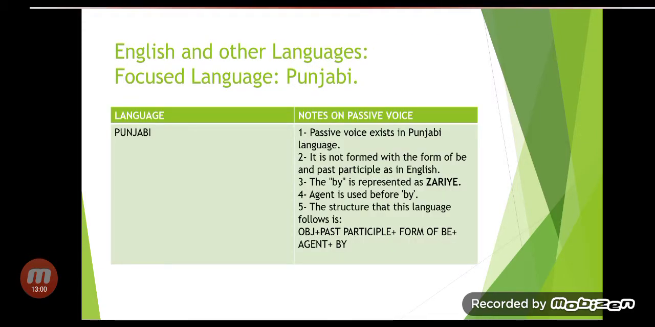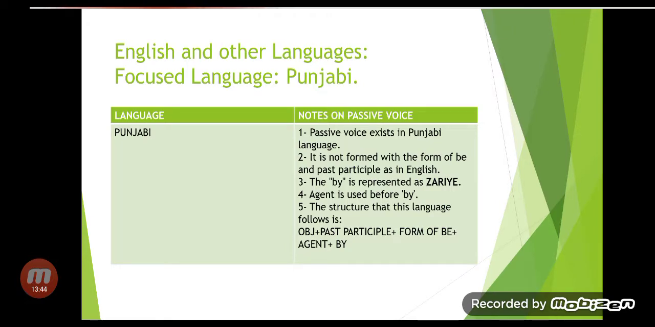Moving towards the notes on passive voice: what are the similarities, can the Punjabi language be converted into passive voice, or do we have passive voice in the Punjabi language? All these questions would be answered over here. Moving towards the first point, passive voice exists in the Punjabi language. As I said in the previous slide, I have converted the sentences into Punjabi. So I was able to convert them, which automatically means that Punjabi has passive voice. We can convert sentences into passive voice in the Punjabi language.